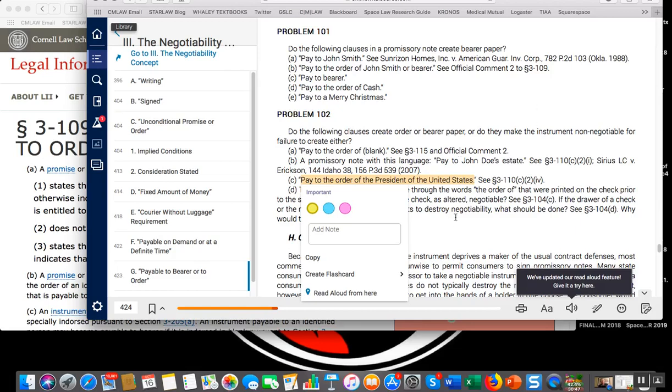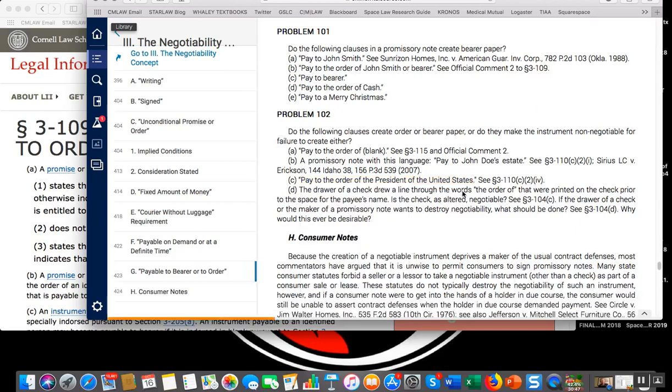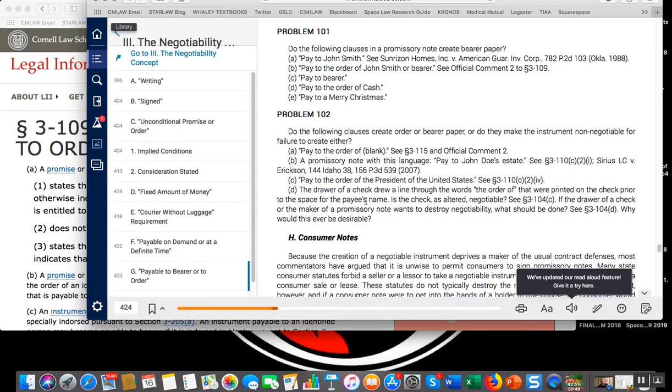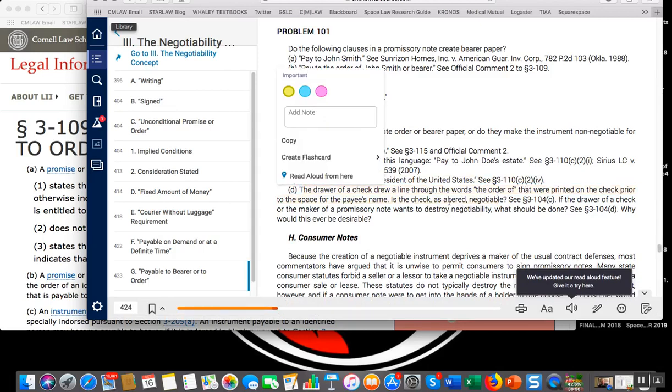Good. That's all. So you can use the office in lieu of the person. It'll just be whoever is holding that office will be the holder of the check or the promissory note. The drawer of a check drew a line through the words "the order of" that are printed on the check. Is the check as altered negotiable?